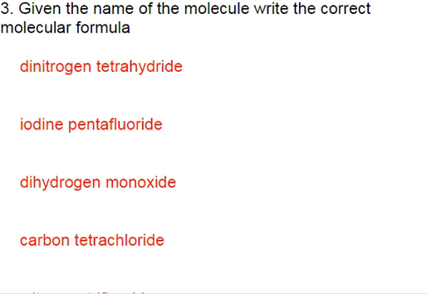So number 3, you're being asked to, oh, I'll freeze it for you. It says name the molecule, right? Given the name of the molecule, write the correct molecular formula. We don't make you go the other way.